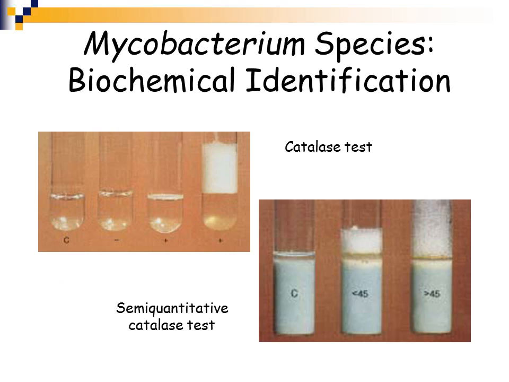So here is the semi-quantitative catalase test where you can put your hydrogen peroxide directly into your growth, and then you can measure the height of the bubbles. If you had bubbles at a greater than 45 millimeter height, it would be indicative of being catalase positive for this test.